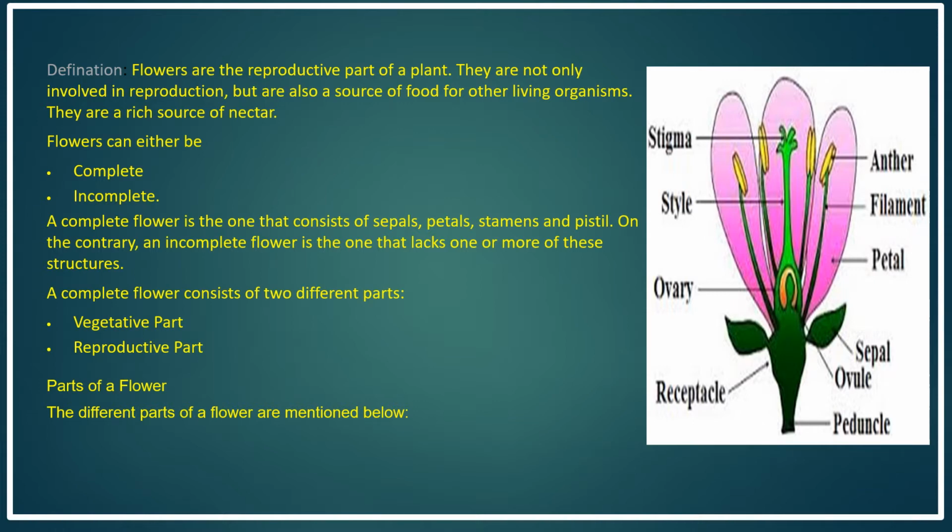Flowers can be of two types, complete and incomplete. A complete flower is one that consists of sepals, petals, stamens, and pistils. On the contrary, an incomplete flower is one that lacks one or more of these structures. A complete flower consists of two parts, the vegetative part as well as a reproductive part. The different parts of the flower are mentioned below.